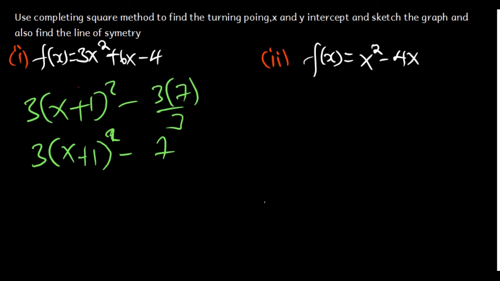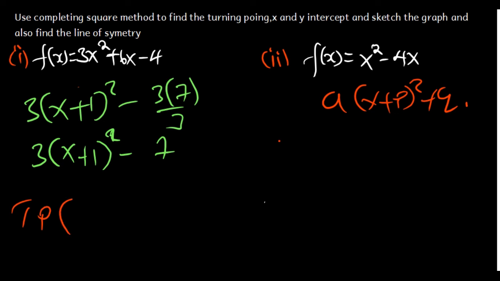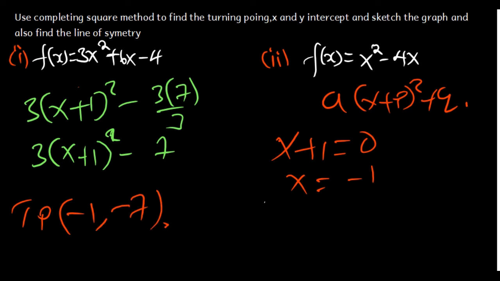So meaning that what we have here is in the form of a times x plus p squared plus q. So we can see that our turning point here is going to be the opposite of this. In short, what I'm trying to say is we equate this equal to 0. So x is going to be negative 1. That is the value of x. So we have negative 1 comma negative 7. These are the turning points.